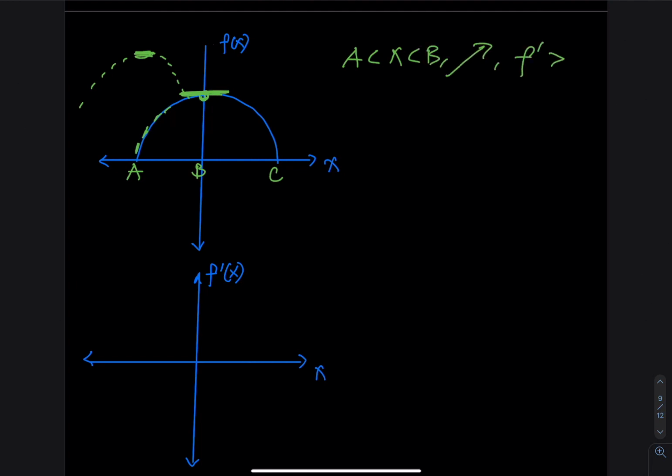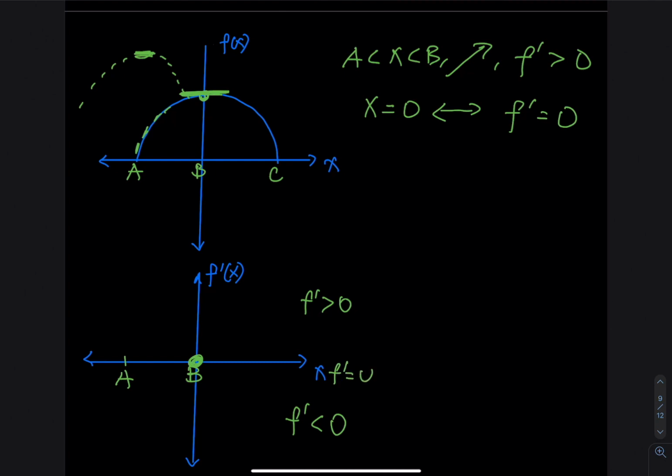f prime is greater than 0. As soon as you reach B, you have a horizontal tangent line, so f prime is equal to 0. That means looking at f prime of x at x equals B, there must be a point right there. What about A? It's going uphill. Going uphill means you have to draw something above the x-axis, because above the x-axis, f prime is positive. In this piece, f prime is greater than 0. This is f prime less than 0. At the x-axis, f prime is equal to 0. So you have to draw something above the x-axis.